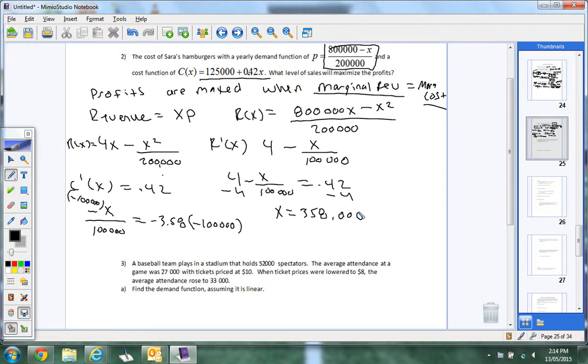358,000 hamburgers, so obviously hope that's a chain, not one restaurant, but okay. 358,000 hamburgers will maximize their profit. It just says what level, so that is the level. But if you plug that in, it would tell you the profit.